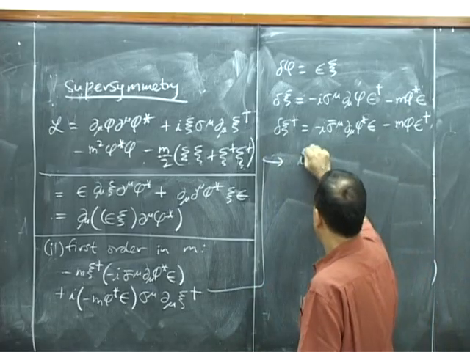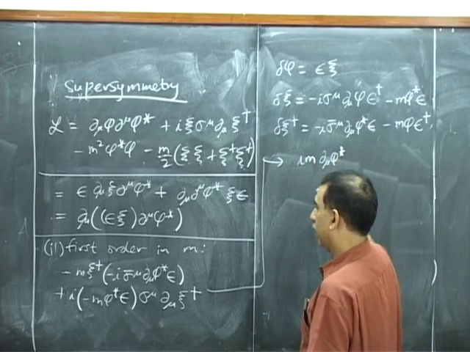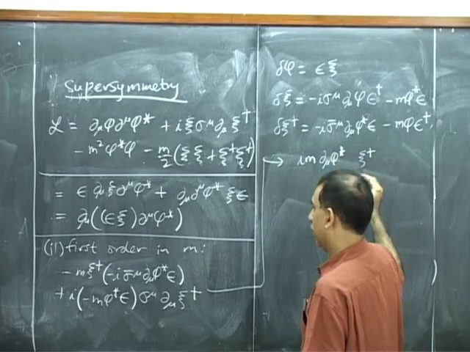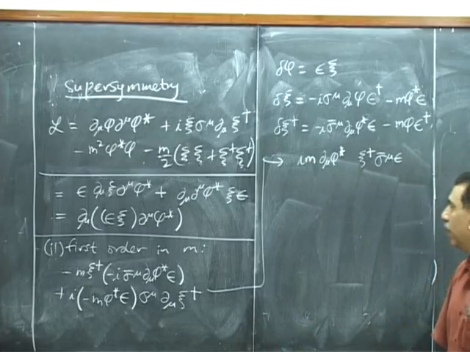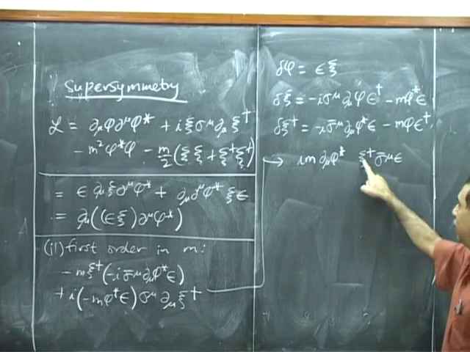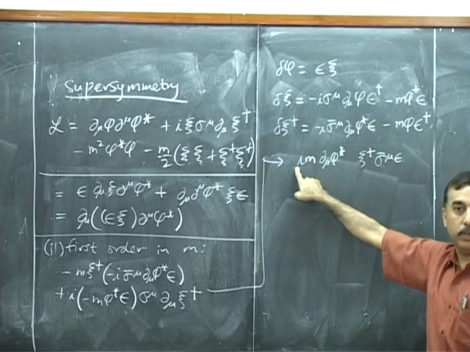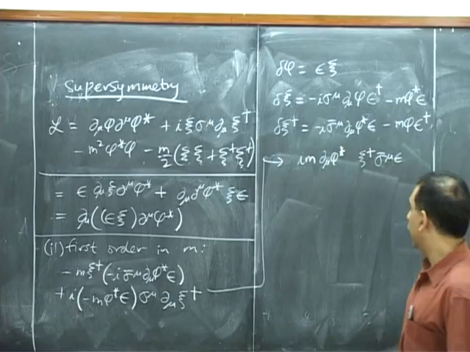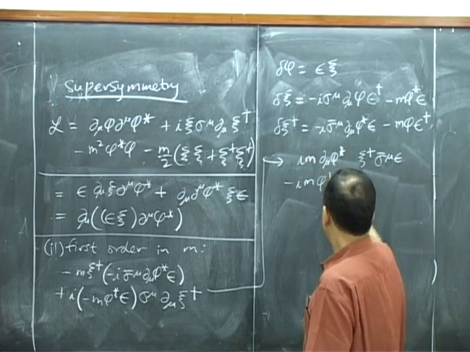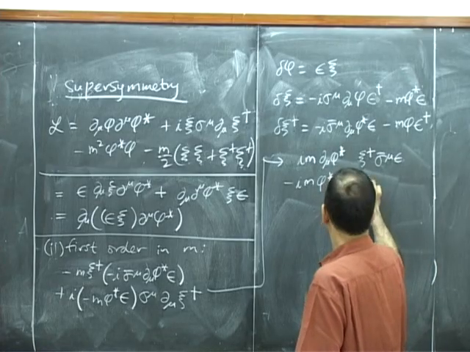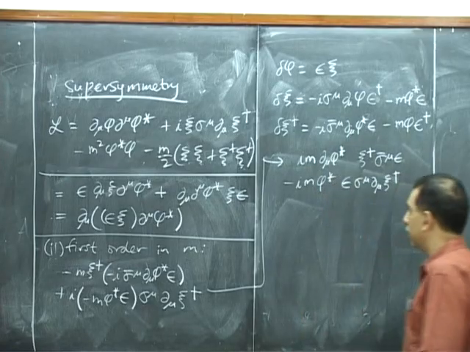So the first term is i m del mu phi star psi dagger sigma bar mu epsilon. So this is a good way to arrange terms. This is a spinor with a matrix in between, and these are just some things which have no spinor properties. And then the second term is minus i m phi star, and then epsilon sigma mu del mu psi dagger.